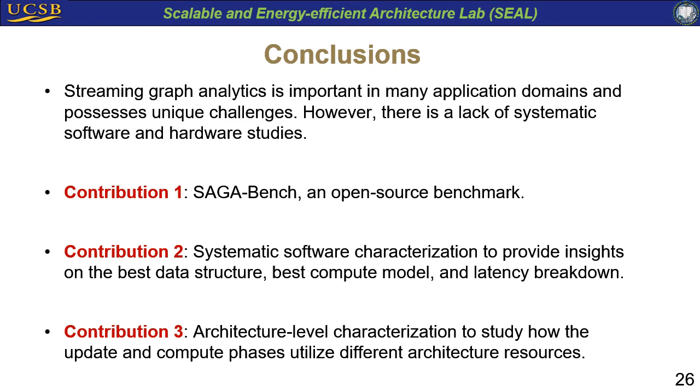The first one is SAGA-Bench, an open source benchmark. The second one is a systematic software characterization to provide insights on the best data structure, best compute model, and latency breakdown. And the third one is architecture level characterization to study how the two key phases, the update and compute phases in these streaming graph workloads, utilize different architecture resources.